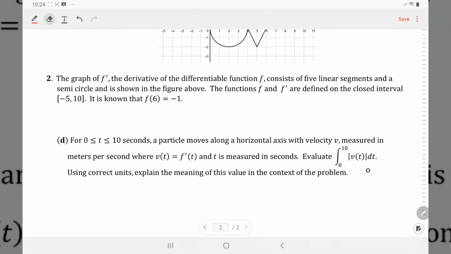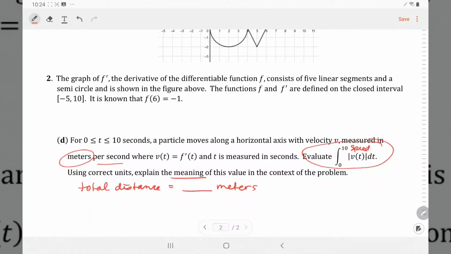It says evaluate, explain the meaning. Oh yeah, the meaning is the speed. So this is the speed in here. And the integral of the speed is the total distance. So total distance equals, once I find it out, and it will be in meters per second, so it'll be meters, from t equals 0 to t equals 10 seconds.